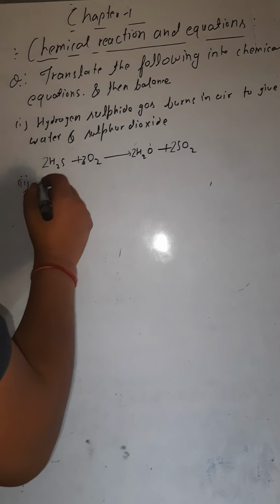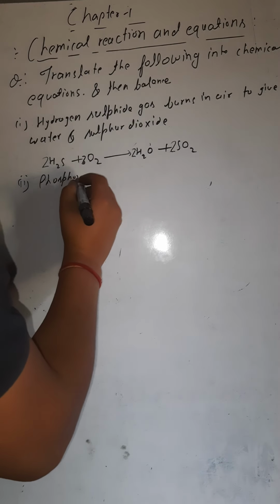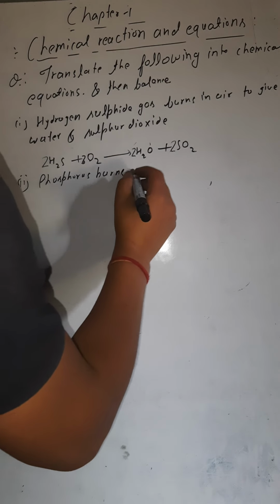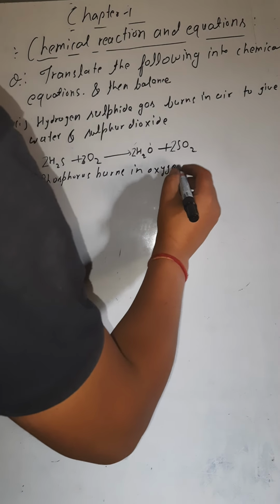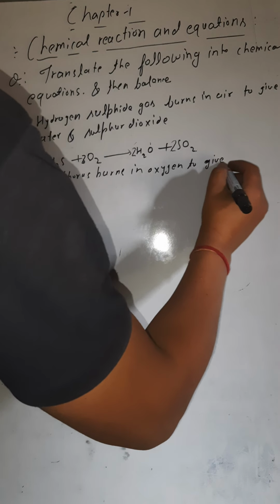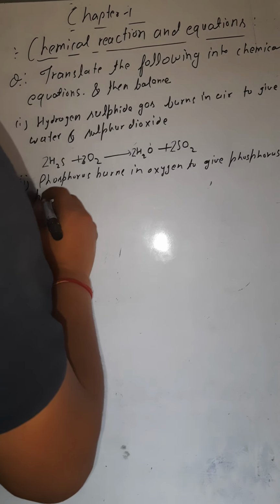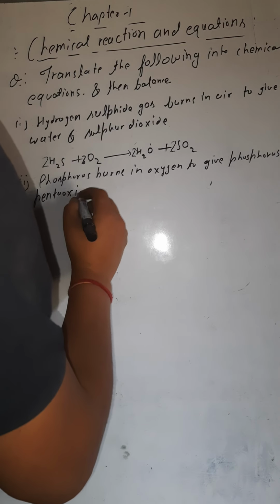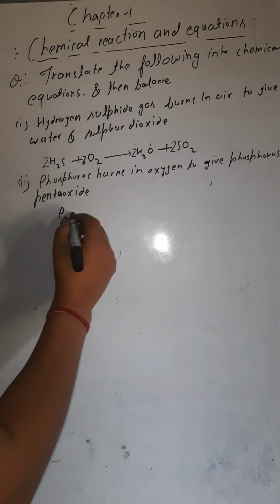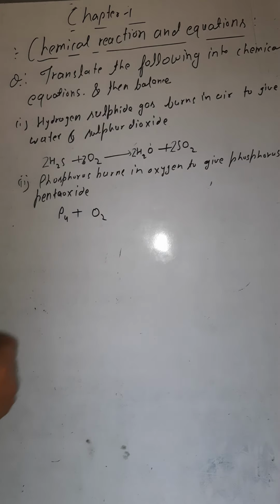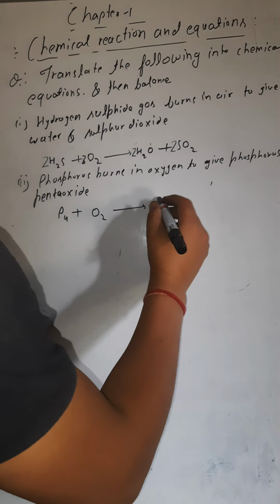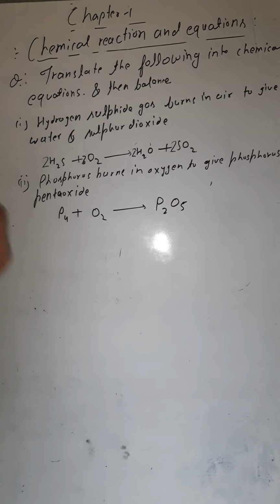Phosphorus burns in oxygen to give phosphorus pentaoxide. Phosphorus is P4. This is phosphorus. It burns in oxygen to give phosphorus pentaoxide, P2O5.